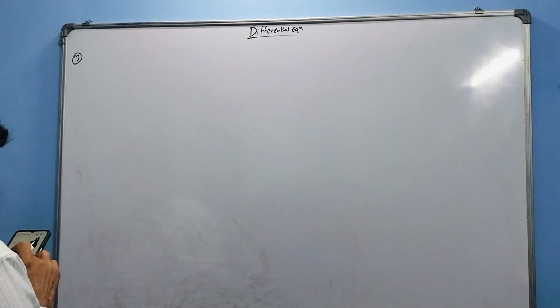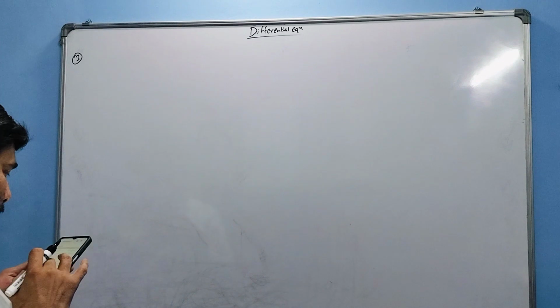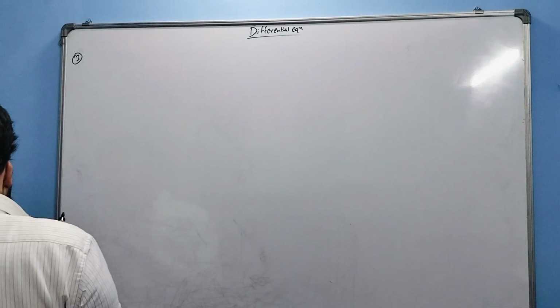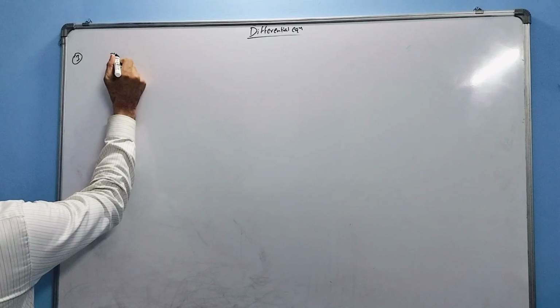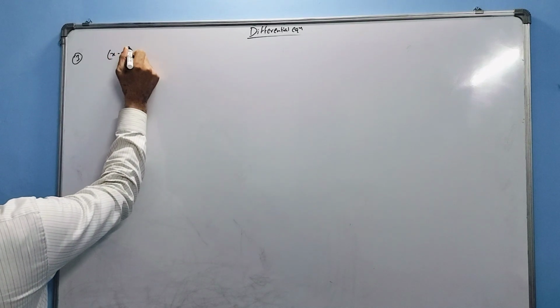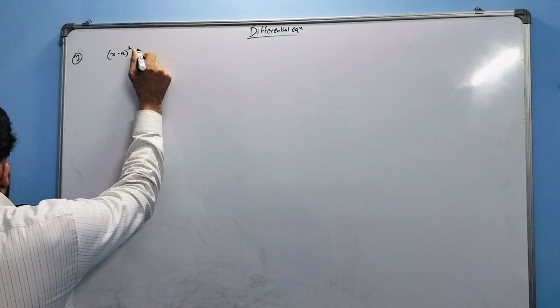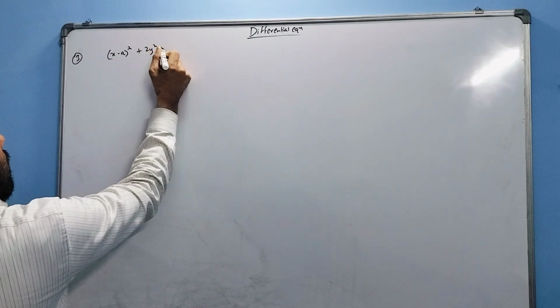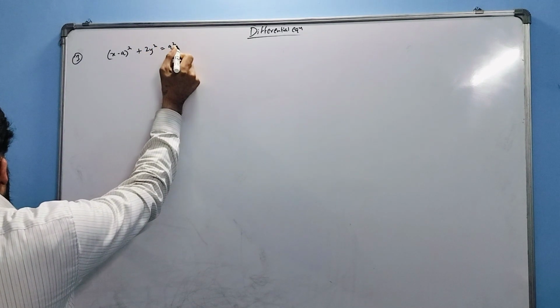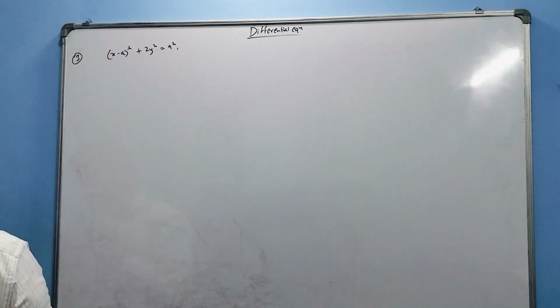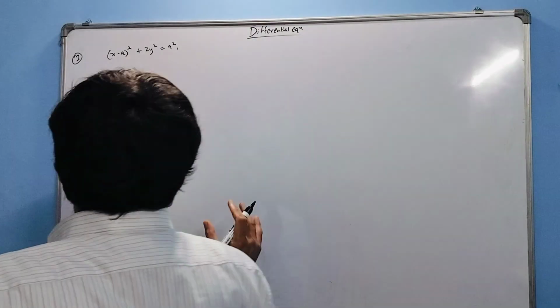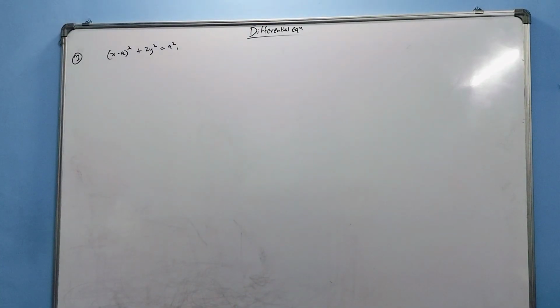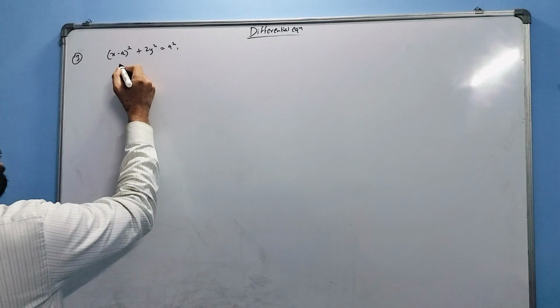We need to form the differential equation representing the family of curves given by (x minus a) whole square plus 2y square is equal to a square, where a is an arbitrary constant. So how to form the differential equation? Let us see. Open this.